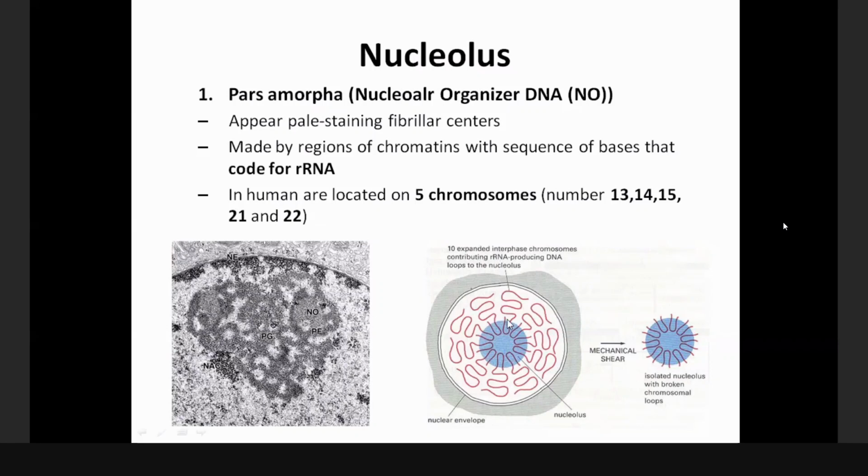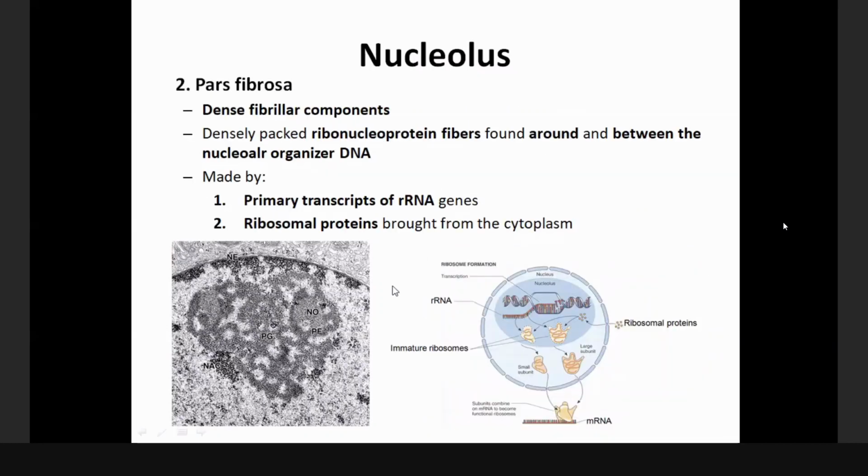And this is what the pars amorpha of the nucleus looks like. So this means that this is what I've shown you. This is part of the DNA, and look at this region is transcribing. So this region is the pars amorpha found within the nucleolus. This one is just showing only on one chromatin.